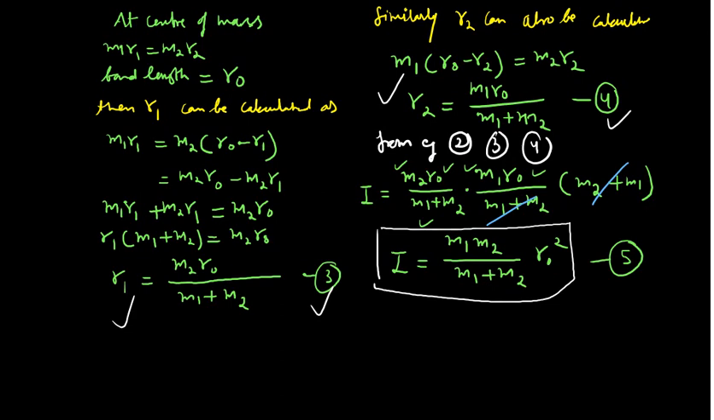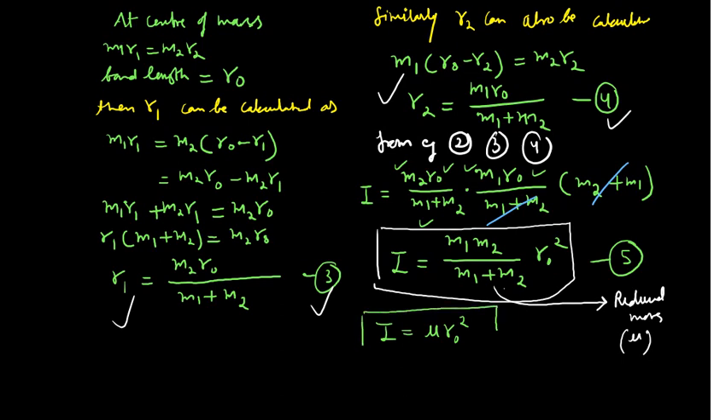And this factor is basically what? This M1 into M2 divided by M1 plus M2, it is reduced mass. It is reduced mass. Okay. And this reduced mass can be written as mu. So here you can change this expression to this one, I equals to mu R0 square, just like that. So this is your equation number 6 actually.